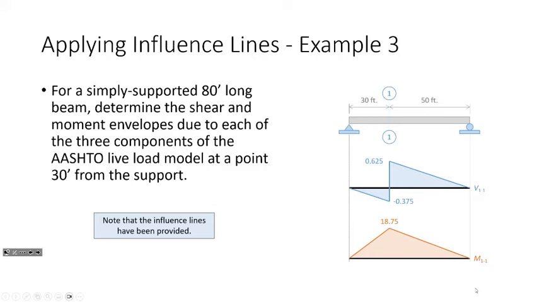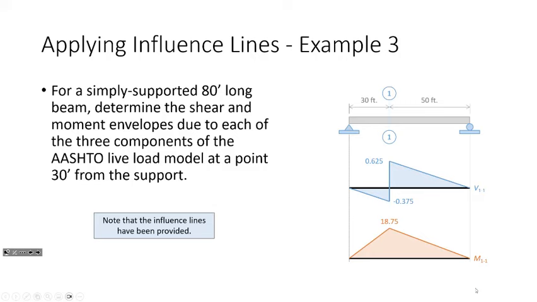Okay. And then remember, M lane negative is 0, right? So we've already got these values figured out. So this is 0. So for that lane load, that is in fact the worst case loading that we could get at that point. Okay? Make sense? So that part's pretty simple.